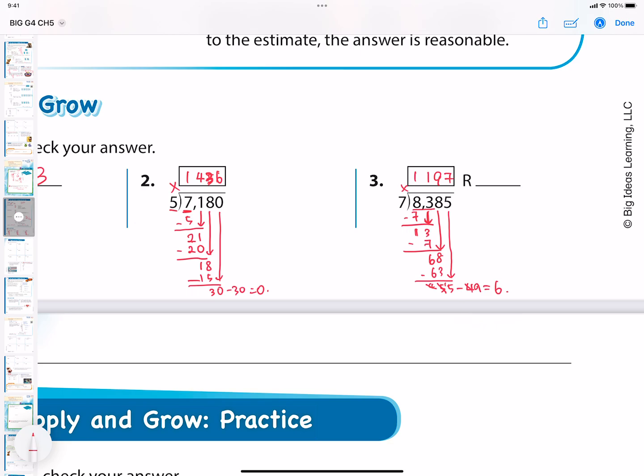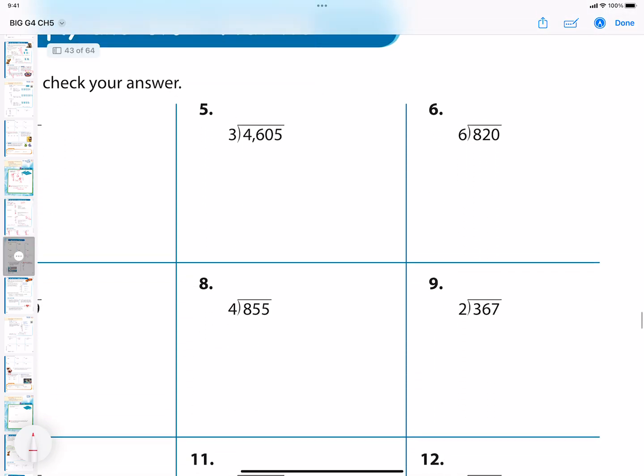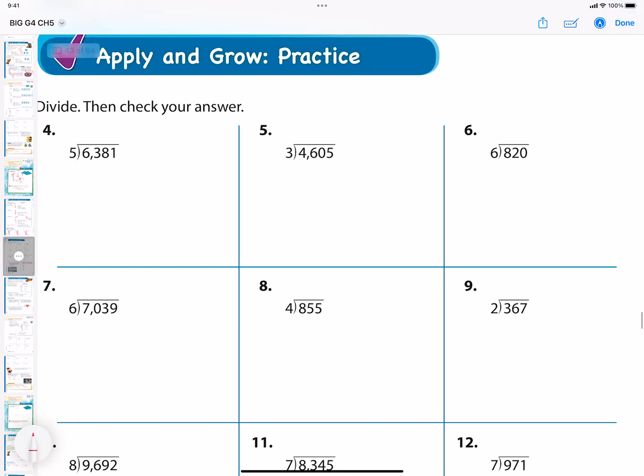So 6 is still, yes, less than the divisor. You cannot give these 6 cookies to 7 friends, right? So those 6 cookies are whose? Yes, mine. Okay, so the remainder is what? 6 cookies. Okay, so please remember the cookies. I think that's the easiest way, you think. All right, or pizza slices, but you don't have that many pizza slices. So cookies are better, I think. All right, now divide, then check your answer.